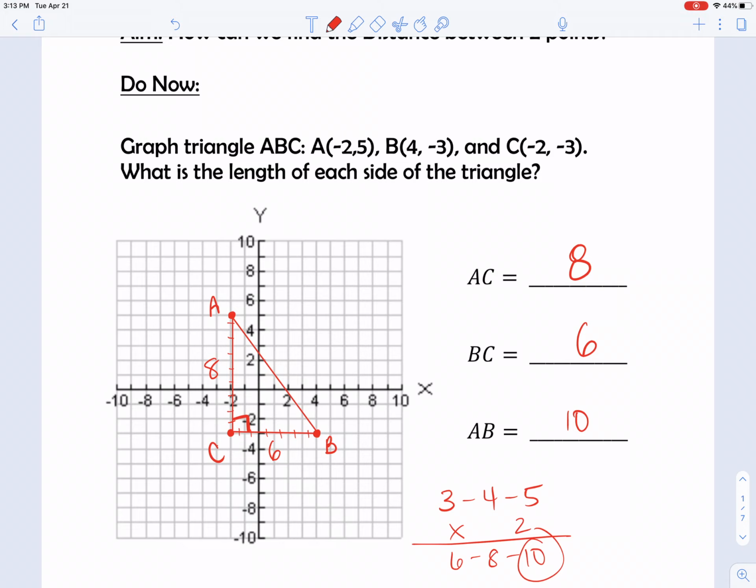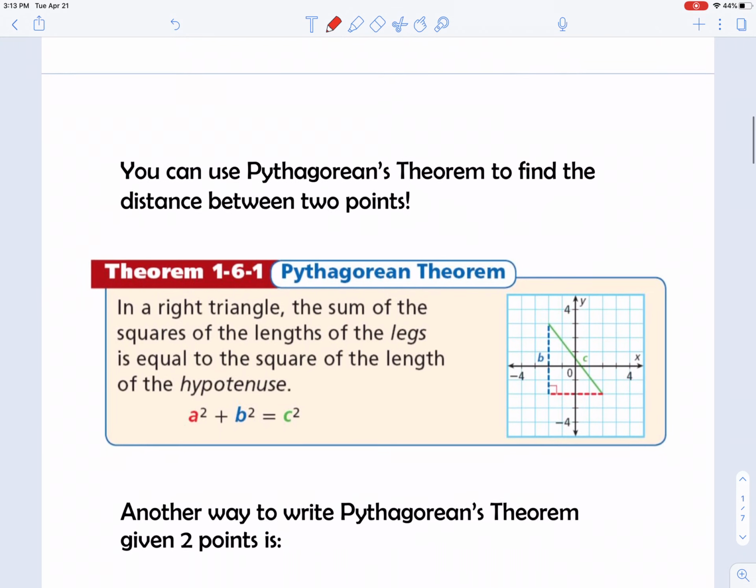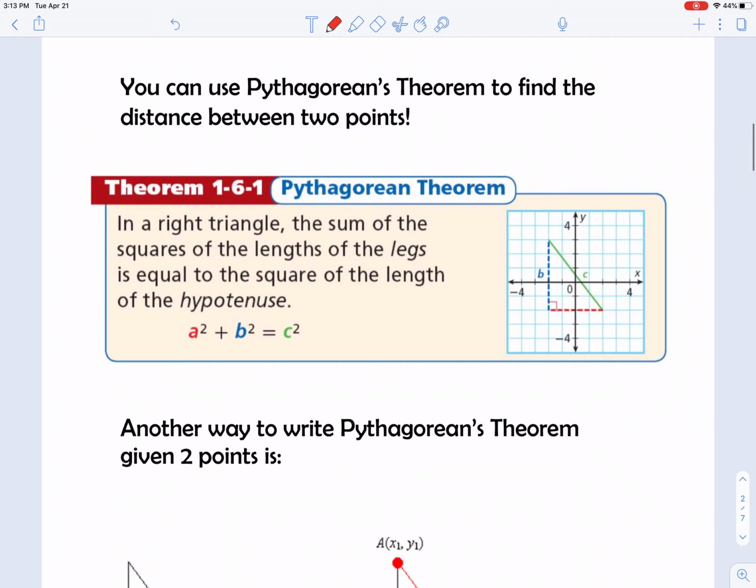If it weren't a triple, what could we use to find the length of a segment that is not horizontal or vertical? Pythagorean theorem, and that's what we used earlier in the year. We could use Pythagorean theorem to find the distance between any 2 points.